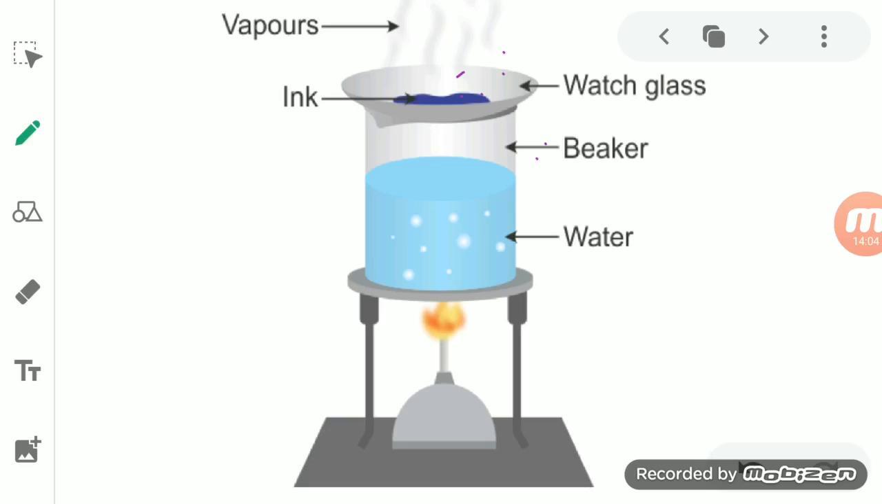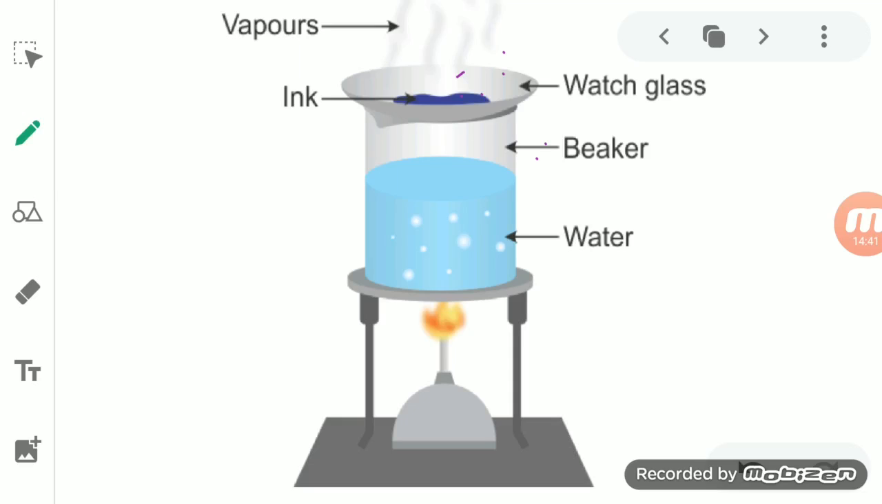So here also we are doing the process of evaporation only, in which we had kept the beaker consisting of water. Due to the heat it will get evaporated, and the water vapor coming from this water, in the form of steam, will help in evaporating the water present in the ink. So by this process of evaporation, we can separate the common salt from the water.